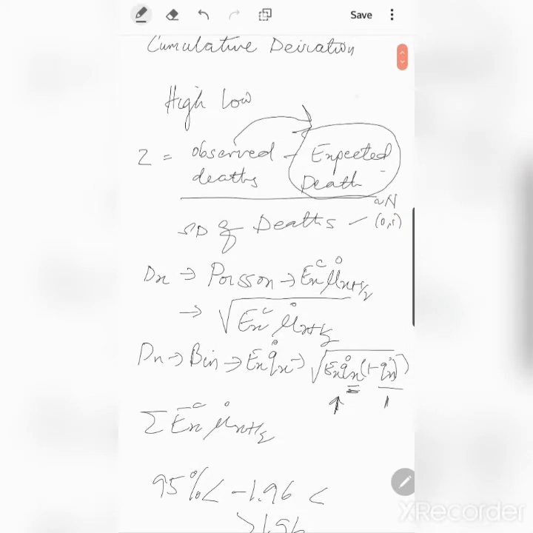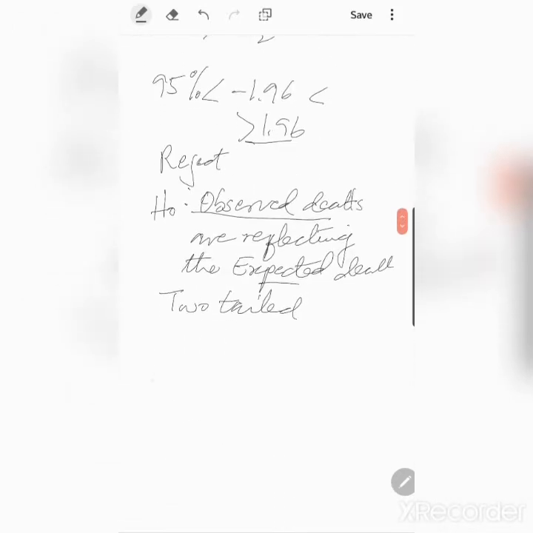Whenever we're talking about the expected deaths, the variance is the same value, so the standard deviation is the square root of the expected deaths. If I'm assuming that the expected deaths is 100, then the standard deviation, I can take the square root of 100.